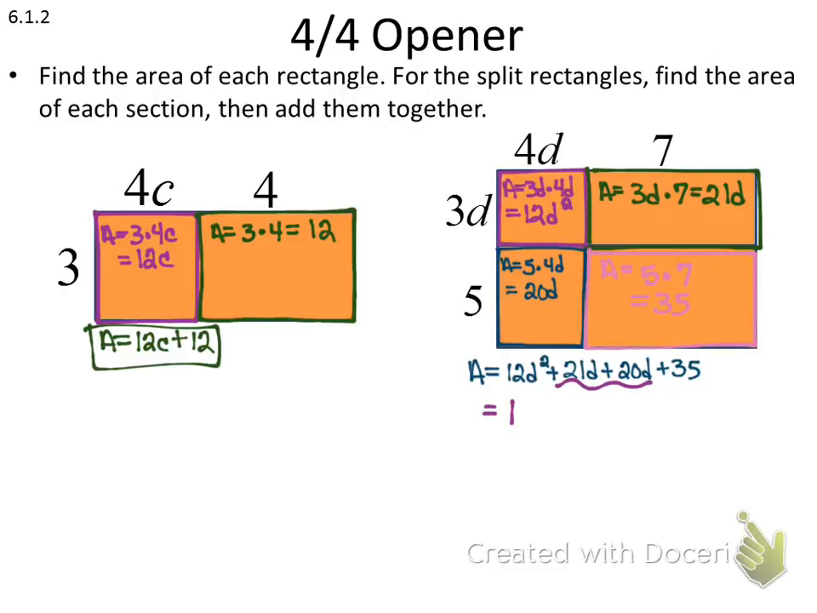Okay, so I'm going to bring down my 12d squared plus 41d. And then the number 35 doesn't have anything else I can combine it with, so I'll just bring down my plus 35. So that's going to be the area of that entire rectangle. So that's going to be your final answer. That's correct.